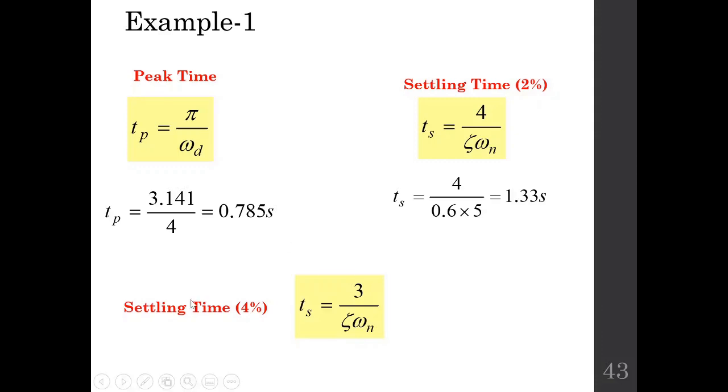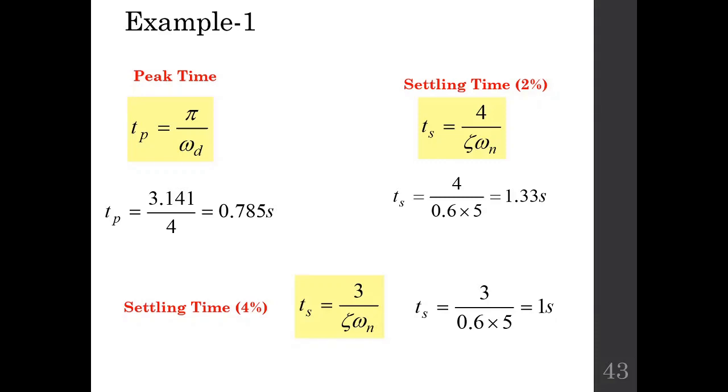Next, we need to find the 5% settling time. Sorry, this is not 4%, this is 5% settling time. You can note down that this is not 4%, this is 5% settling time. So the 5% settling time can be given as 3 divided by zeta into omega n. So by simply putting the value of zeta and omega n into this equation, we can find the 5% settling time, which is equal to 1 second.